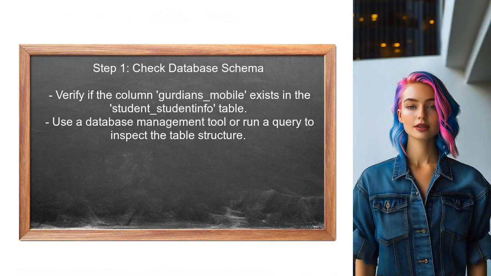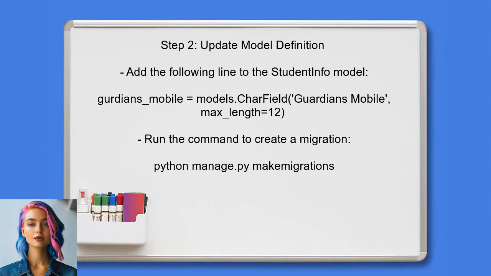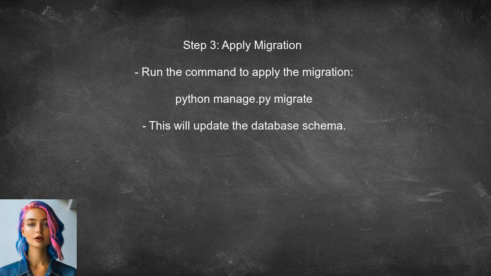To resolve the issue, the user should first check the database schema to ensure that the column Guardian's Mobile exists in the student info table. This error indicates that the column is missing. If the column does not exist, the user will need to update the model definition. They should add the Guardian's Mobile field to the student info model and then create a migration. After creating the migration, the user should apply it to the database. This step will add the missing column to the student info table.